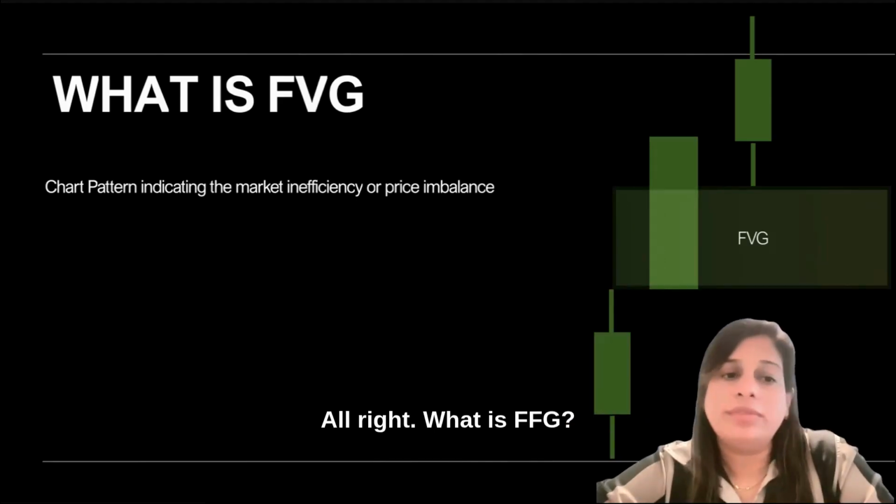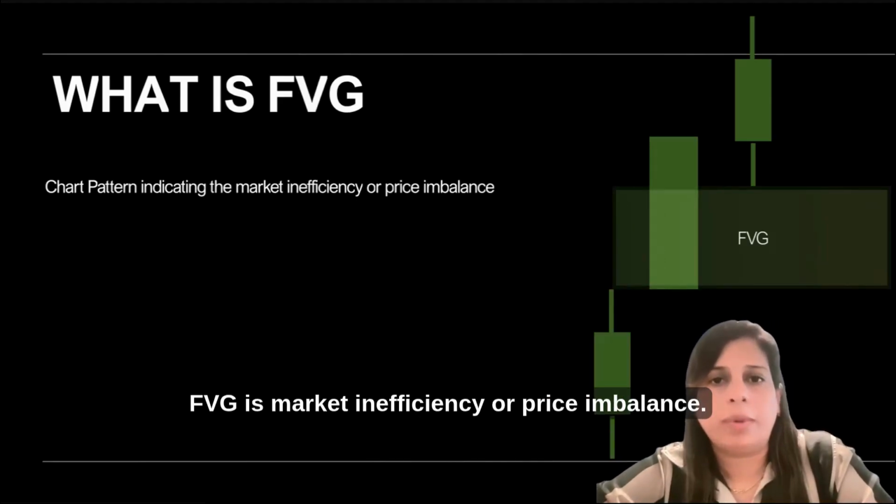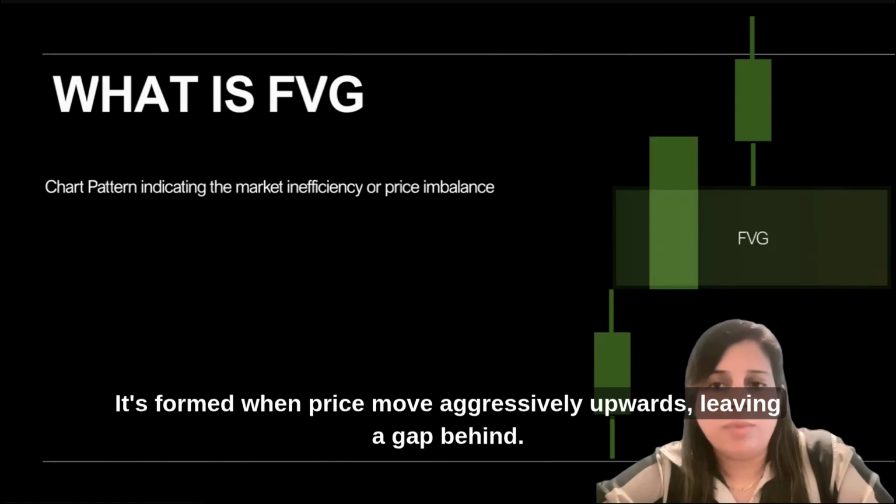All right, what is FVG? FVG is market inefficiency or price imbalance. It's formed when price moves aggressively upwards, leaving a gap behind.